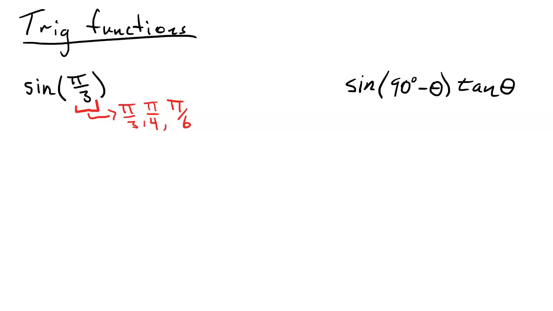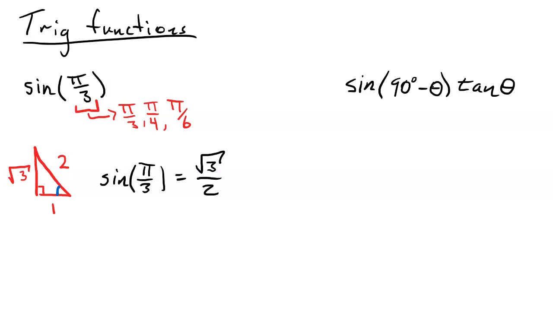So for the pi over 3 angle, if we look at our special right triangle with pi over 3, that angle will be right here. Here's our 90 degrees. And in this triangle, we had the side length 2 for the hypotenuse, square root 3 for the height, and just 1 for the base. So sine is opposite over hypotenuse, which means that sine pi over 3 is simply square root 3 over 2.